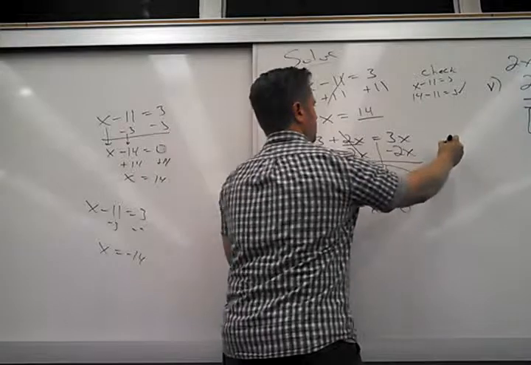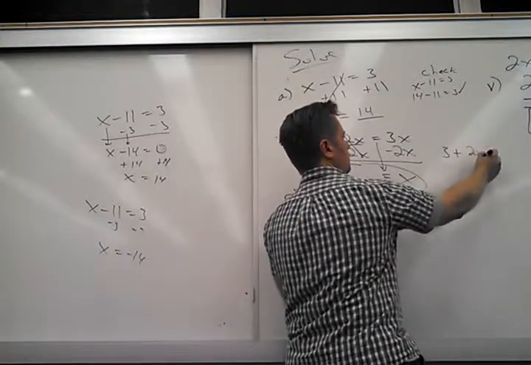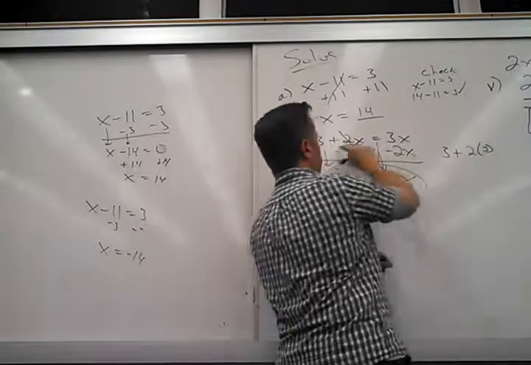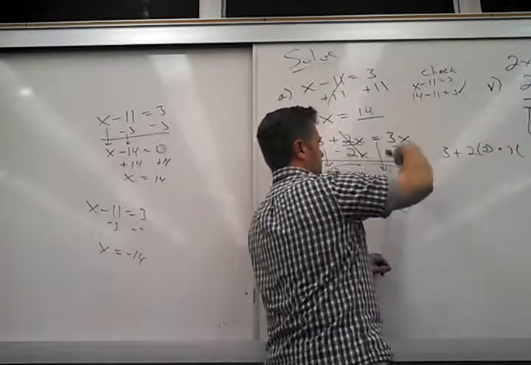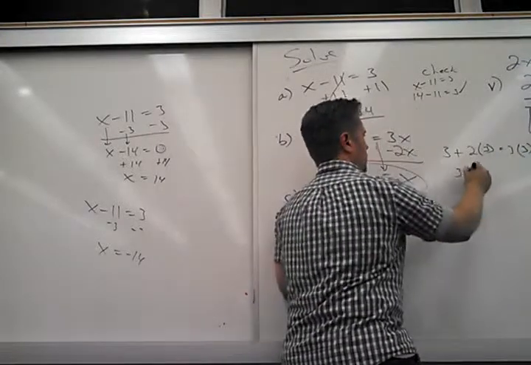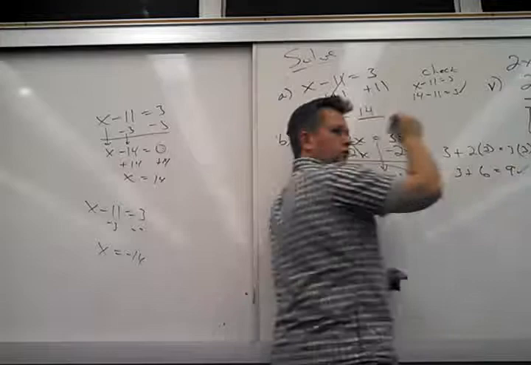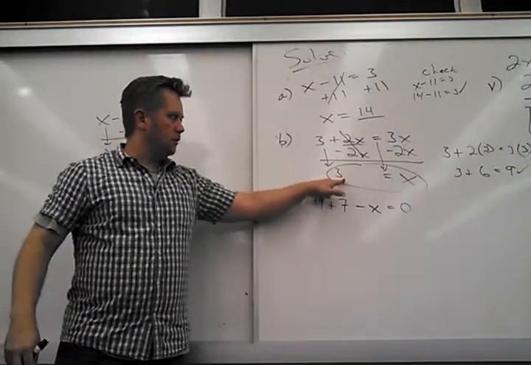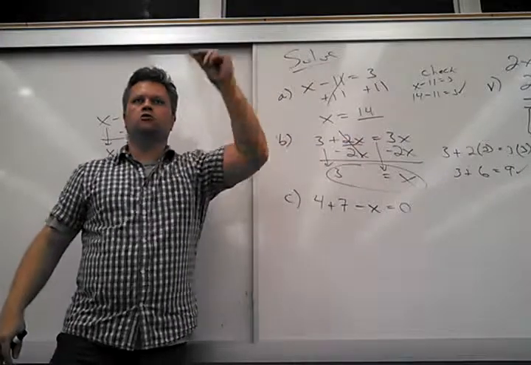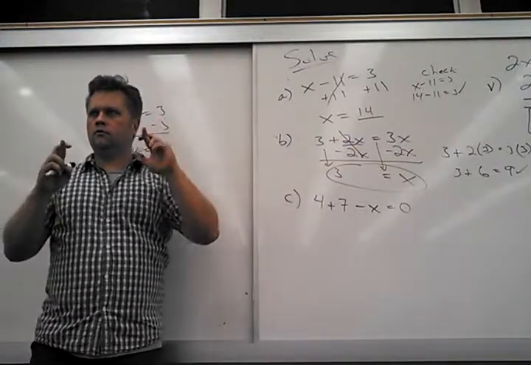How do I check that? 3 plus 2x, and x is 3, equals 3 times 3. 3 plus 6 equals 9, and that's true. So therefore, that is the solution. That number makes this statement true. Therefore, that is the solution. Agreed.